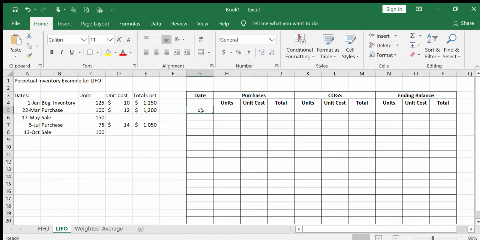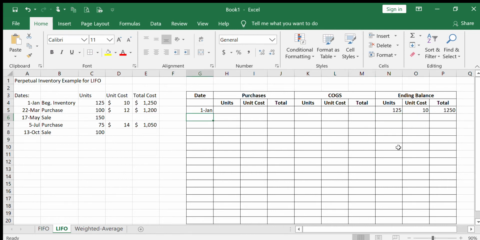The first thing we're going to do is log our beginning inventory from January 1. This ending balance is going to be our summarization of all the inventory amounts that we accumulate throughout the year. Our cost of goods sold we will use for our sales, and our purchases column we will use whenever we buy any units. To begin, we have 125 units. They cost $10 each, and our total cost will be $1,250.